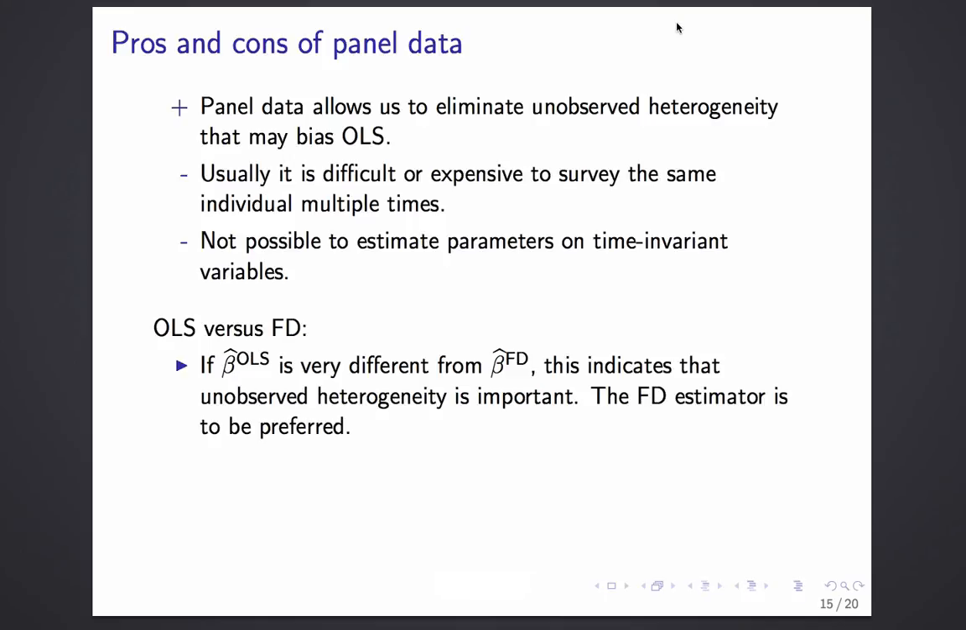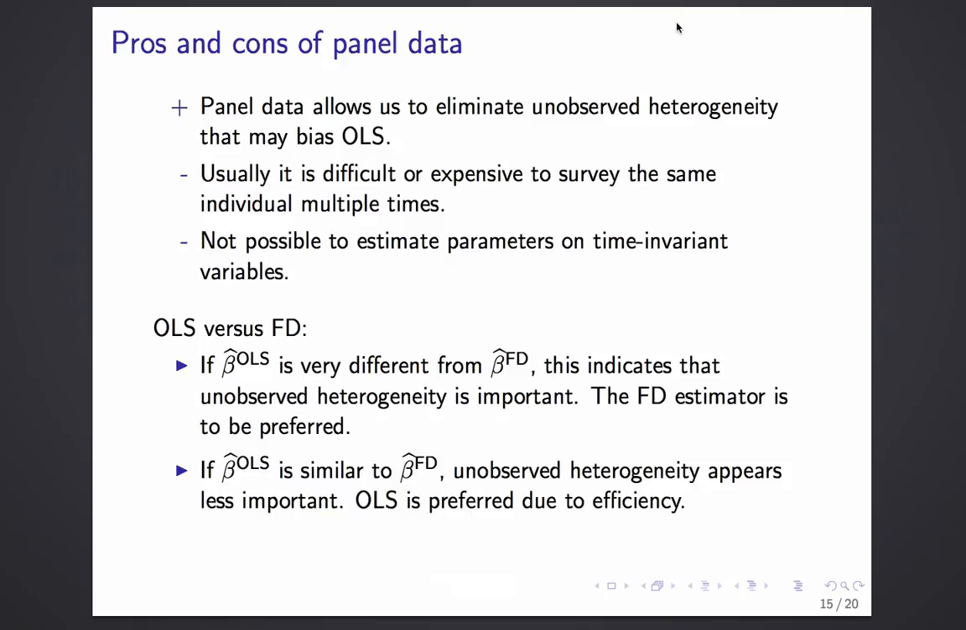And in this case, you will, of course, or you should prefer the first difference estimator, because that will be consistent. On the other hand, if OLS and first differences lead to very similar results, you would reach the opposite conclusion. You would conclude that unobserved heterogeneity appears to be less important. And in that case, you would tend to prefer OLS simply due to efficiency. Remember that we know that OLS is asymptotically efficient.